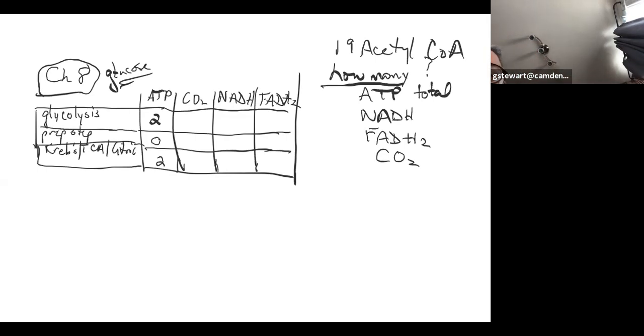For glycolysis, I believe it's 0 carbon dioxide. The prep step, we release 2 carbon dioxides, and the Krebs cycle, I believe we do 4, which is a total of 6, because remember, glucose is C6H12O6, so that gets rid of the carbons and the oxygens for us.